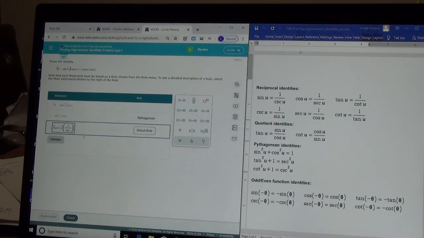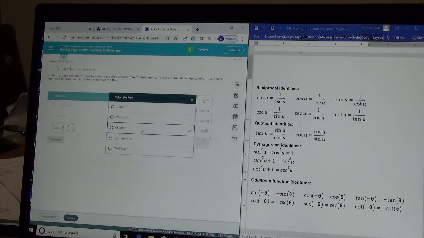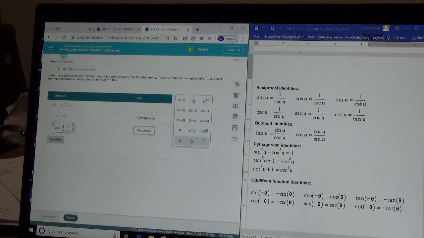Okay, so now I have that written as 1 over sine. And so when I select my rule here, that was my reciprocal identity that I just used. So here's what I have. I have the cosine squared of x and 1 over the sine of x. If I split this up, I can write this as cosine over sine, and cosine over sine happens to change into the cotangent.